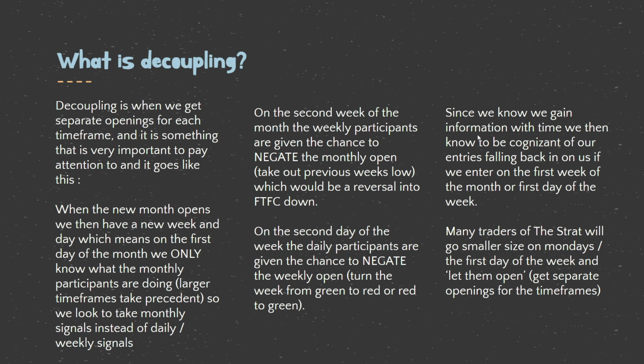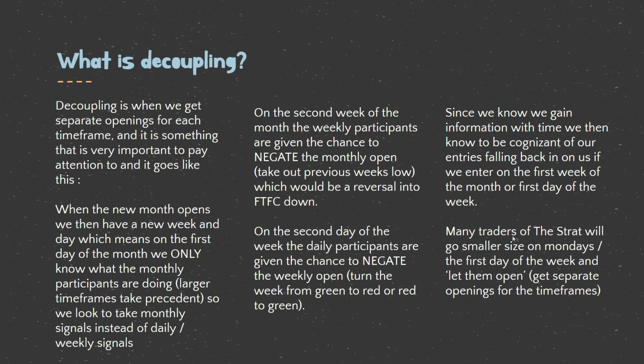So since we know we gain more information with time, we then know to be cognizant of our entries falling back in on us if we enter on the first week of the month or first day of the week, because we might get a huge 2-up day, but if we gap against it and take out the low on the second day of the week, then that week could likely be 2 go 3, or it's just going to be chopping you up with an inside week.